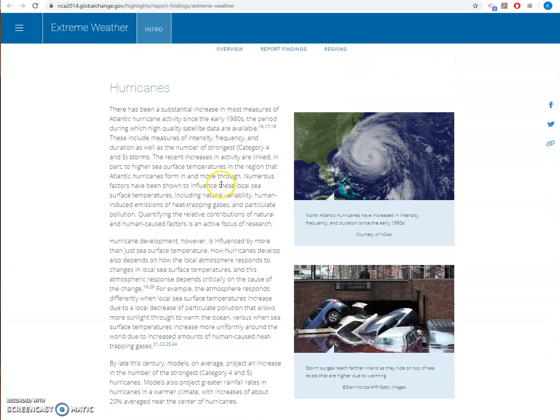So yeah, and then here's more talk about hurricanes. It'll tell you more about how frequent hurricanes are and some of the things that are happening from hurricanes. Here you can see damage caused by a storm surge, which is pretty insane.